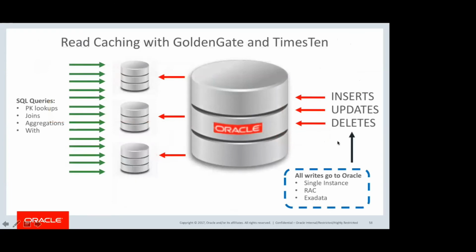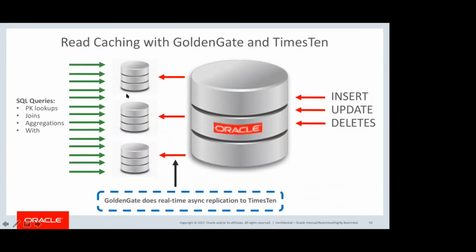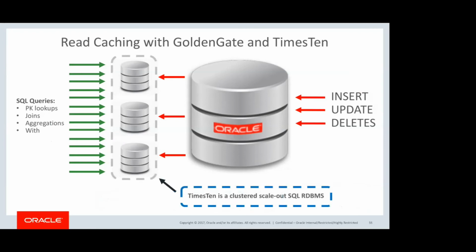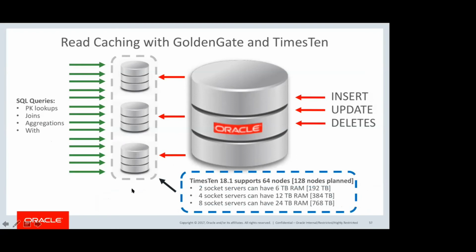So, read caching with GoldenGate. Committed inserts, updates, and deletes go to Oracle. Doesn't matter which version of Oracle. GoldenGate replicates that to TimesTen. And I'm going to show you, once the data is in TimesTen, you're just seeing SQL data in tables, so you can do SQL against that. And I'll show you examples of that.